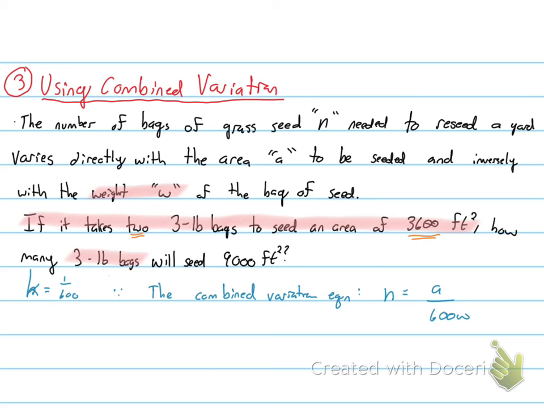So now I can use that in a combined variation equation. I'm going to do N equals A over 600W. And again, that's just doing N equals KA over W. I'm just plugging in 1 over 600 for K. Now I'm going to use this equation to find out how many 3-pound bags it's going to take to seed an area of 9,000 feet. So I want to seed an area of 9,000 feet, so I'm going to plug that in for A. I'm still using 3-pound bags, so I'm going to use 3 here. All I have to do is plug that into my calculator, and I get 5. So using all that information, I could determine that it would take 5 3-pound bags to seed an area of 9,000 feet.